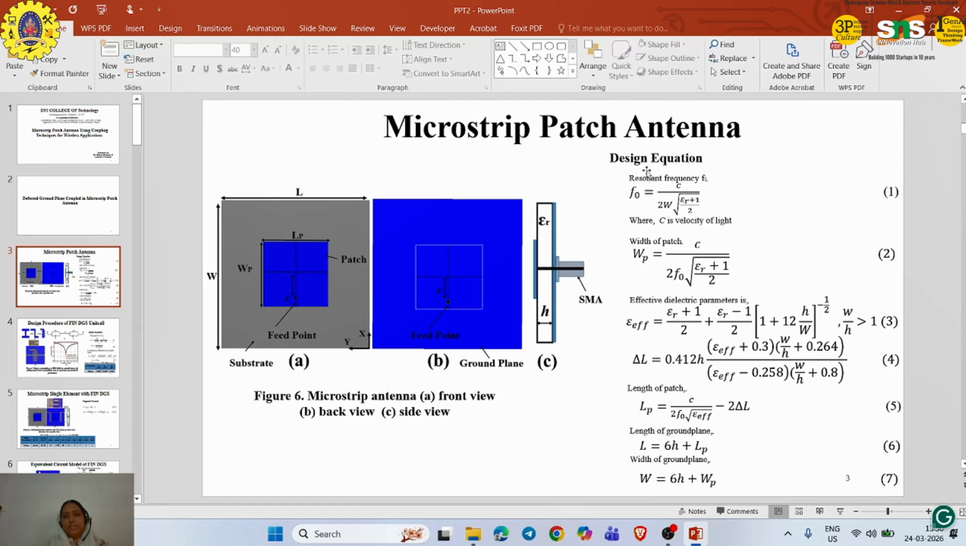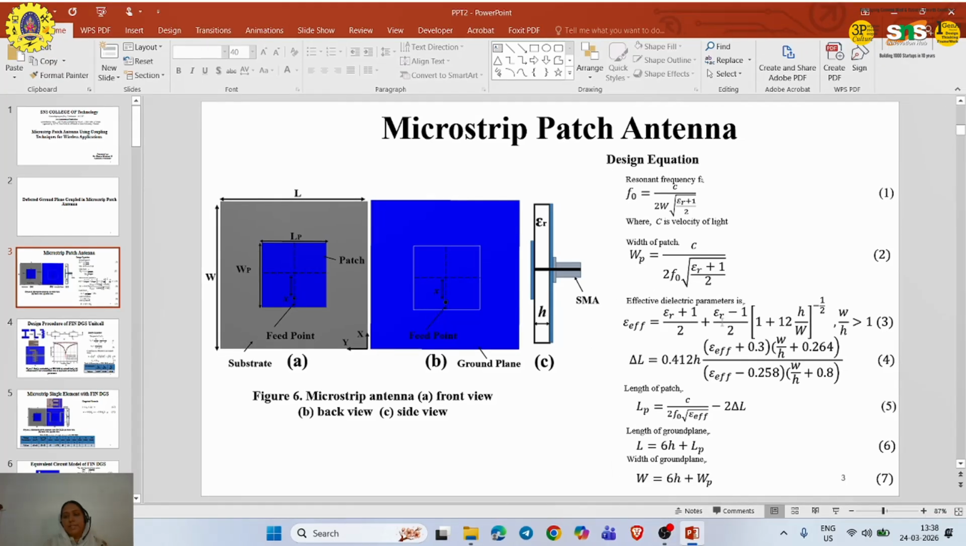There is a design equation to calculate the resonant frequency, f naught, with the speed of light c divided by 2w root of (epsilon r plus 1) by 2, where c is the velocity of light and w is the width of the patch. The width of the patch is calculated as c divided by 2 f naught root of (permittivity plus 1) by 2. This permittivity is based on the substrate permittivity.